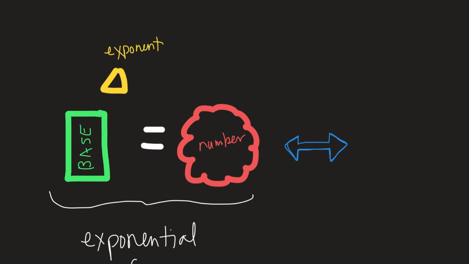This is our exponential form. We have some base, which is usually a number, raised to an exponent. The exponent is usually the power, I mean the variable. So like 3 to the x equals 9, or something like that. This is our exponential form.